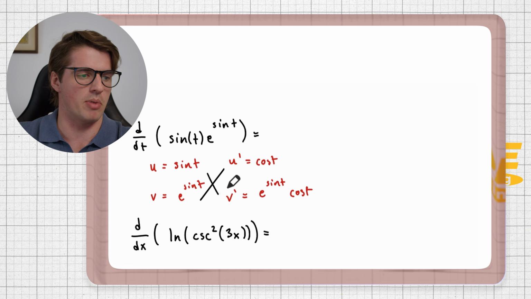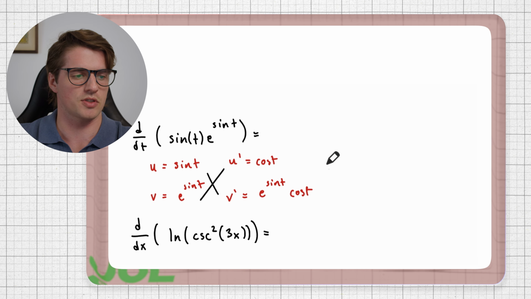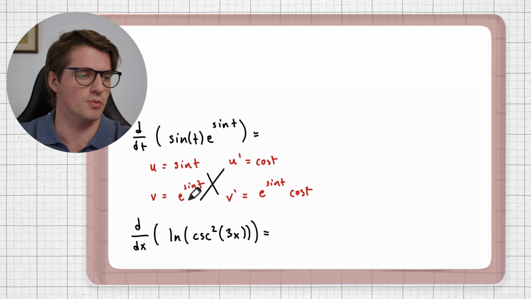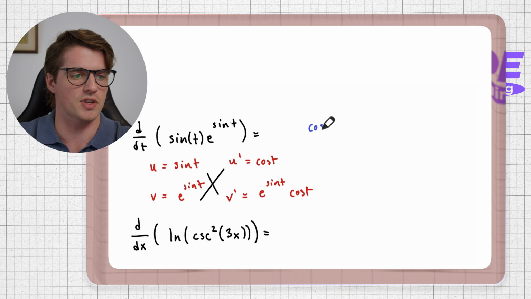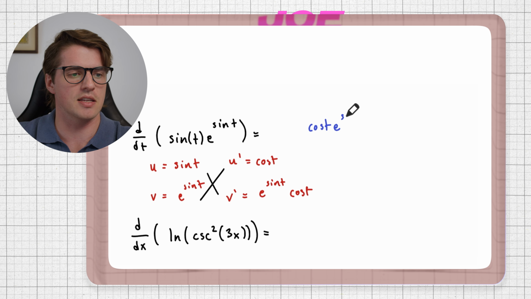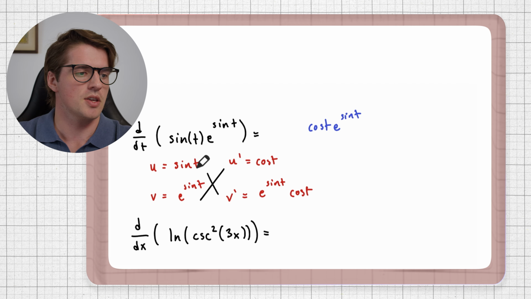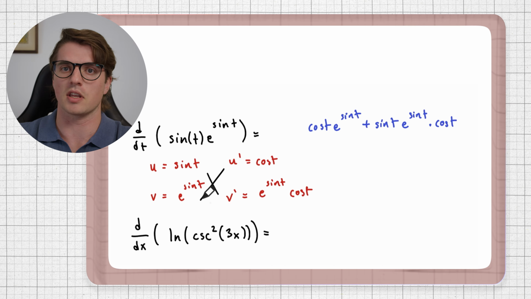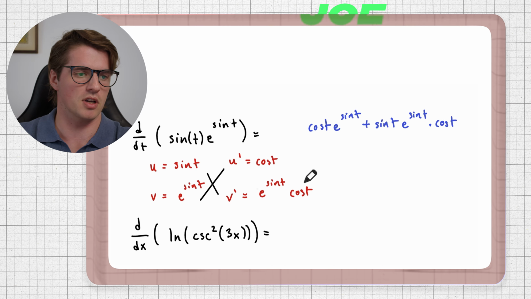And now we combine these, multiplying like so. So u prime v, plus v prime u. u prime v would be cosine t e to the sine t. u v prime would be plus sine t e to the sine t times cosine t, just getting that by doing the multiplication across.